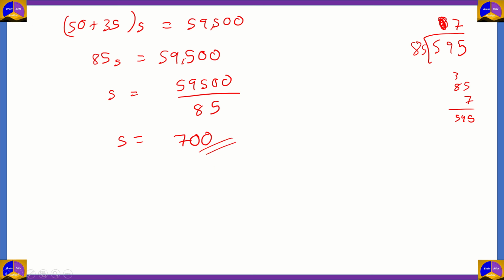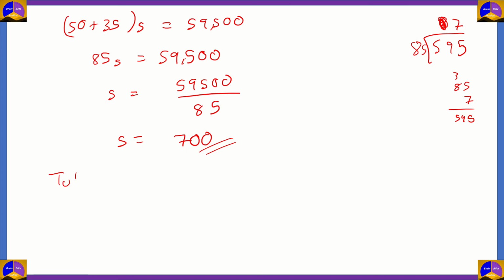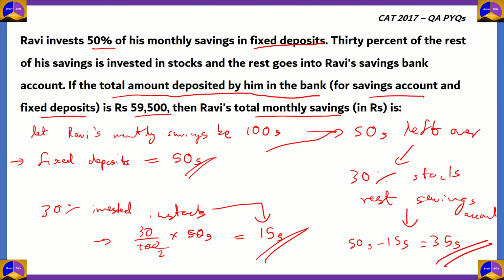All right. Now we need to find out his total monthly savings. Now we know that value is equal to 100S because we deemed it so. So it is equal to 100S, which is 100 times 700, which is equal to 70,000. So rupees 70,000 is the total savings that Ravi has in rupees.